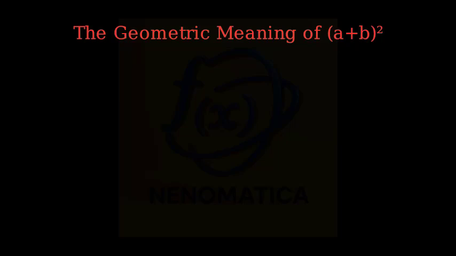Today, we're going to explore the geometric meaning of the algebraic identity, the square of a sum. Specifically, we'll see that a plus b squared equals a squared plus 2ab plus b squared. Let's visualize this identity using a geometric approach.